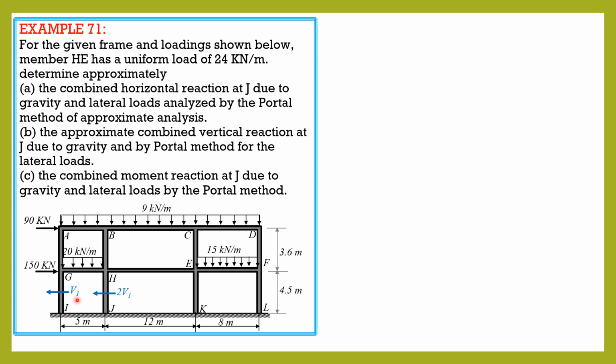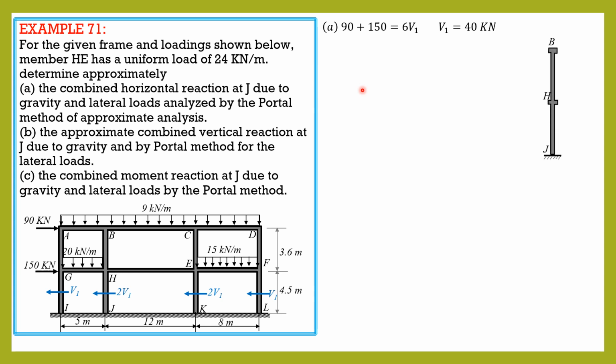So by Portal method, let's call this shear V1. This is 2 times V1, 2 times V1, and V1. So summation of forces horizontal equals 0. For part A, 90 plus 150 equals 6 V1, since V1 plus 4 plus 1, so 6 V1. So V sub 1 is equal to 40 kilonewtons.